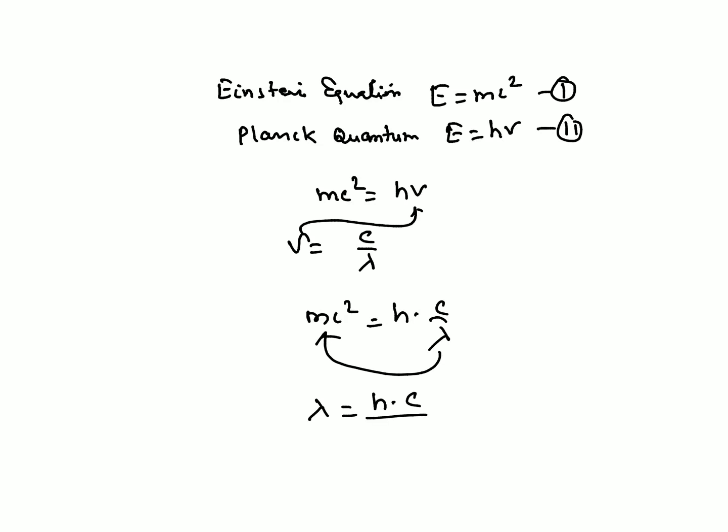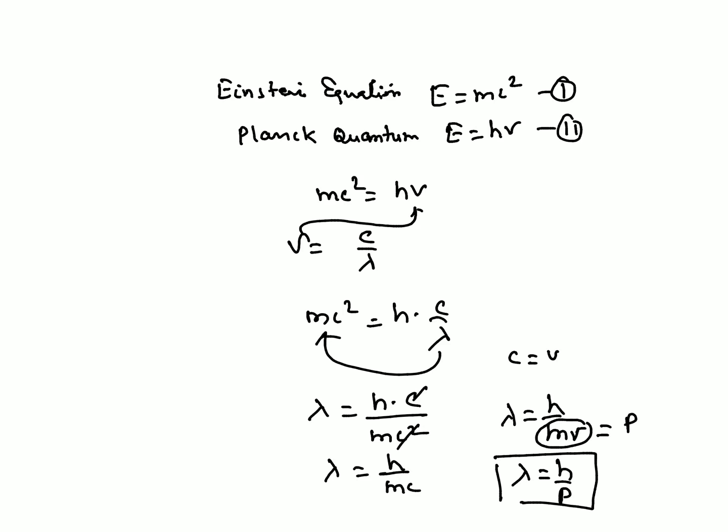Now lambda should be brought to the left side and c square to the right side. You will get lambda is equal to hc by mc square. One c is cancelled out here, so lambda is equal to h by mc. c is the speed of light. If c is replaced by the velocity v, you will get lambda is equal to h by mv, and mv is momentum. The product of mass and velocity is called momentum, so lambda is equal to h by p. This relation is called the de Broglie equation, given by de Broglie in the year 1924, which correlates the particle nature and wave nature of a particle. Momentum is for the particle nature and wavelength is for the wave nature.